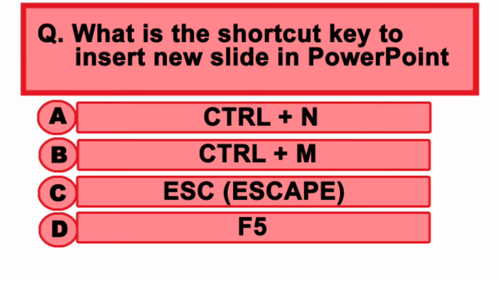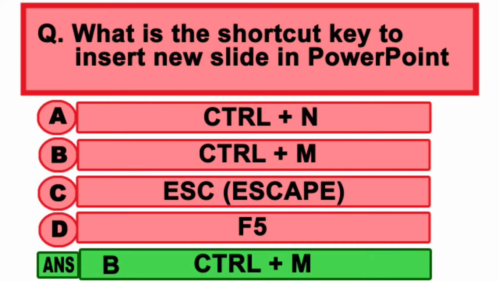What is the shortcut key to insert a new slide in PowerPoint? The options are A. Control N, B. Control M, C. Escape, D. F5. Control N creates a new presentation document. Control M inserts a new slide. F5 plays the presentation from the start. Escape ends the slideshow. The correct answer is answer B. Control M.